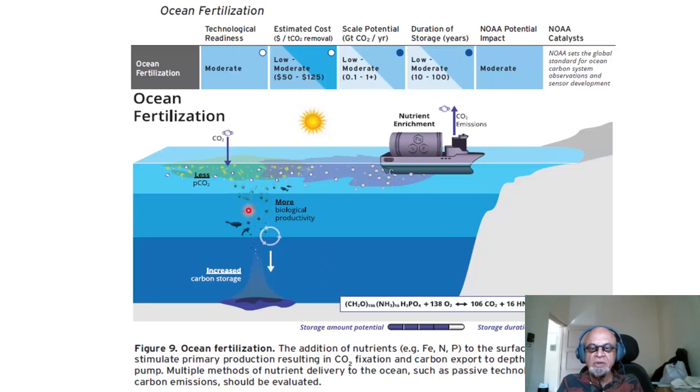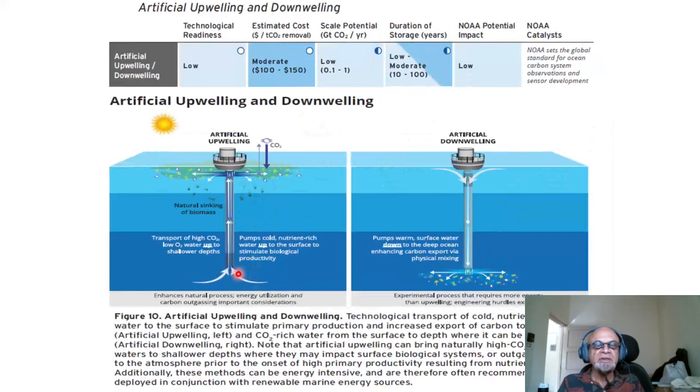So essentially, it's a fairly straightforward theoretical calculation, and ships have gone and done it. They do enhance photosynthesis, but as I said, ensuring export is always critical. Artificial upwelling and downwelling, we have seen this also before. So transport of high CO2, low oxygen water up to shallower depths where you have enough light and nutrients to drive photosynthesis.